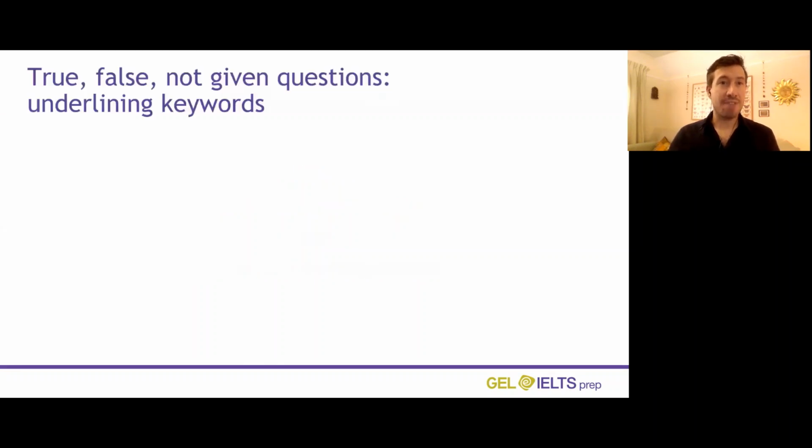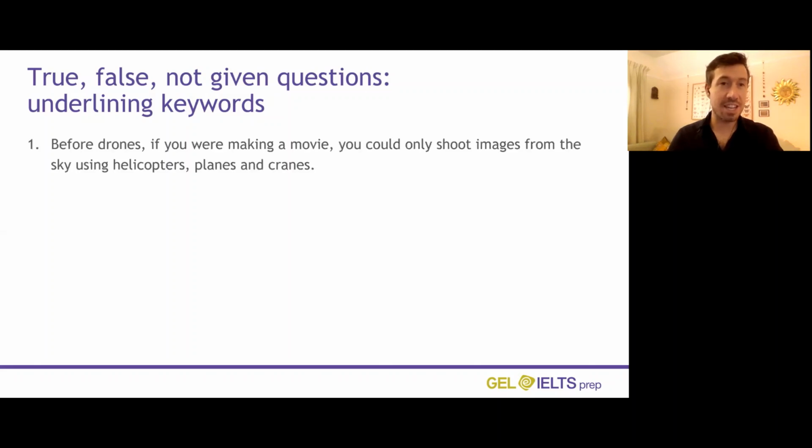So let's have a look at how to answer true, false, not given questions. The first step is underlining keywords. So let's take this question here. It says, before drones, if you were making a movie, you could only shoot images from the sky using helicopters, planes, and cranes. Now we need to first highlight the keywords in this to check what we're looking for.